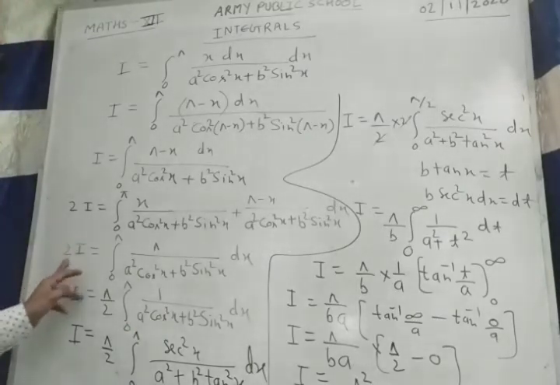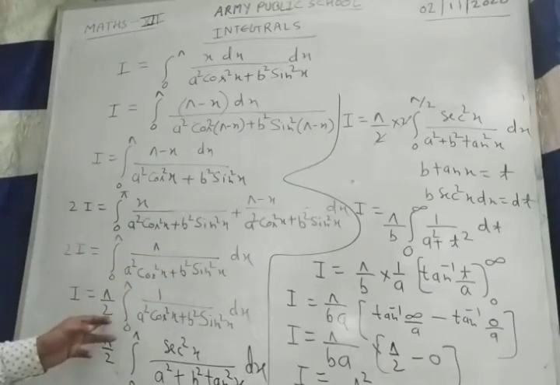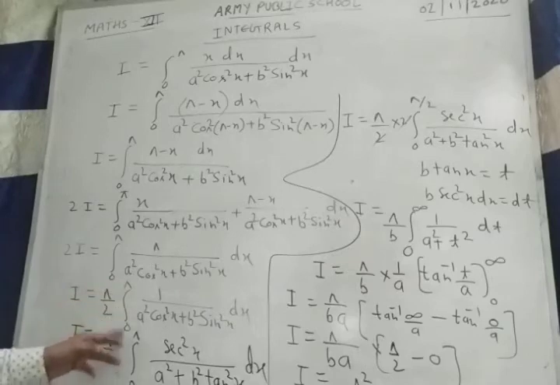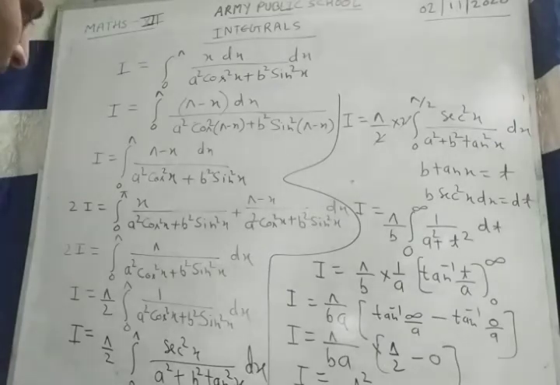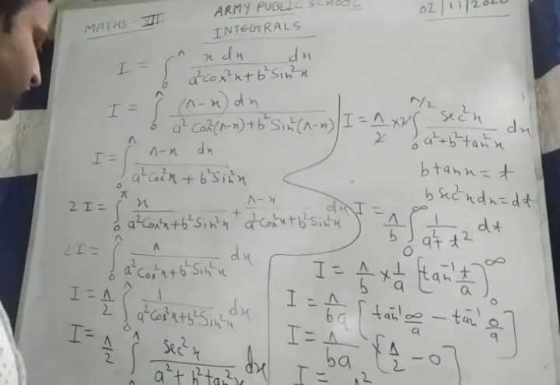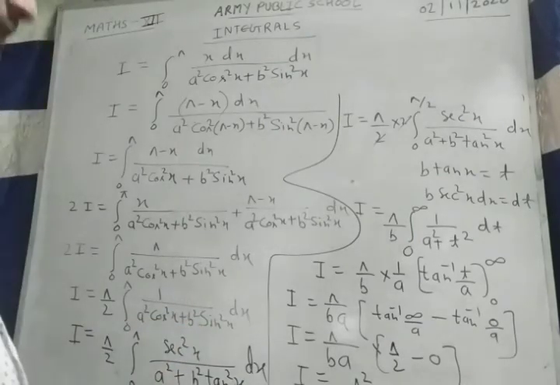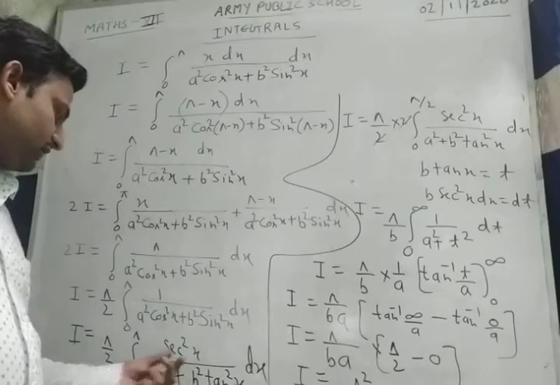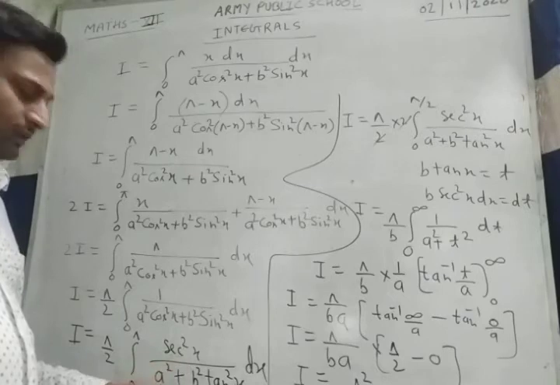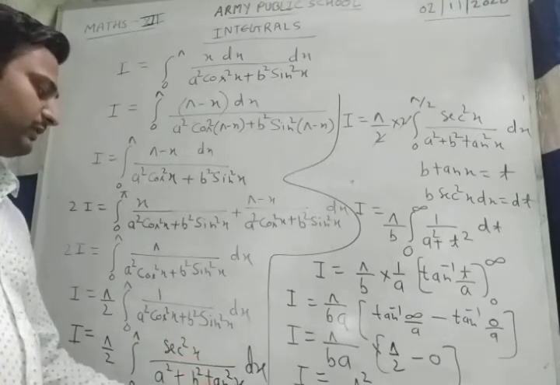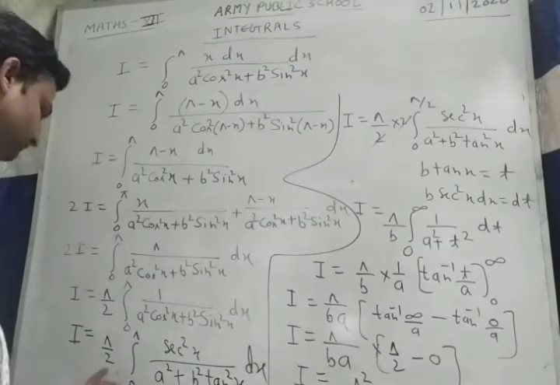Now this is 2i, so we are taking this pi outside and this 2 divided by here, so we get pi by 2, 0 to pi, 1 by a square cos square x plus b square sin square x dx. Okay, now this is a square cos square x plus b square sin square x. Now what we will do? We will divide this term with cos square x. So I is equal to pi by 2, 0 to pi, it will be sec square x, and here will be a square, and here it will change to b square tan square x.